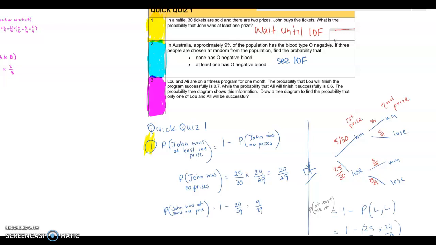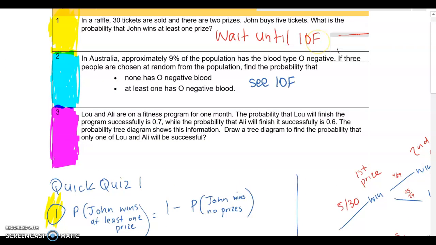So in a raffle, 30 tickets are sold and there are 2 prizes. John buys 5 tickets. What is the probability that John wins at least 1 prize? Okay, now there are a couple of ways to do this one. We could use a tree diagram, or we could do it without a tree diagram. I am going to look at it without first, and then we'll have a look at it with the tree. So let's have a look down below.